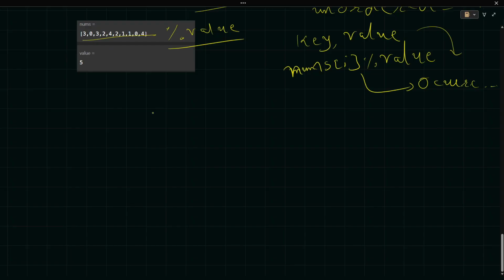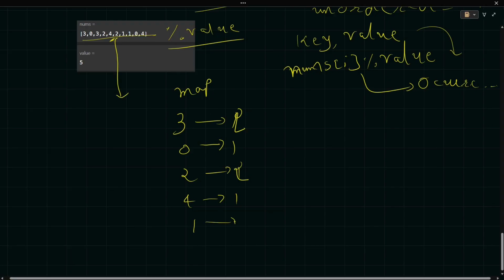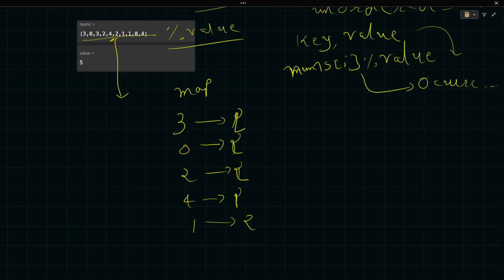See, our first element is this, so my unordered map would have 3 with 1 time. Next element 0, 1 time. Next element 3: since 3 is already present, I would directly add one, so it becomes 2. Now 2, 1 time. Next element 4 is also not present, so it would be 1 time. After that 2, which is already present, so it becomes 2. 1 would be 2, 0 is also there, so 2, and 4 is also here, so 2. Okay.